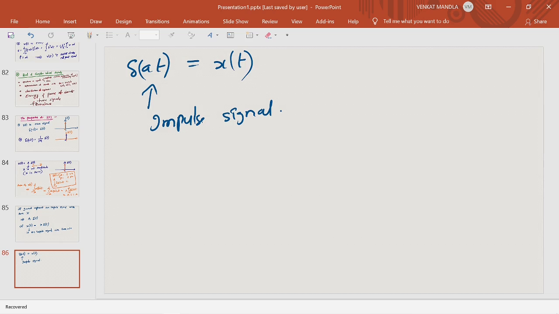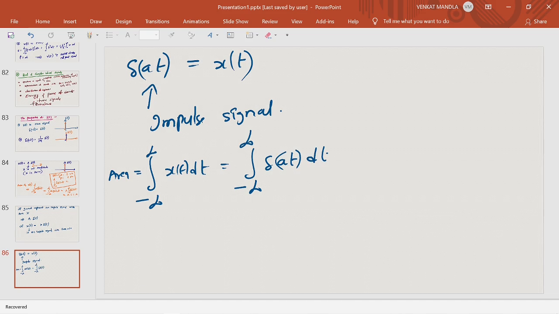So I want to calculate the area of x of t. Calculate area first: the integral from minus infinity to plus infinity of x of t dt. What do you get? The integral from minus infinity to plus infinity of del of at dt. Okay, this I have to calculate.